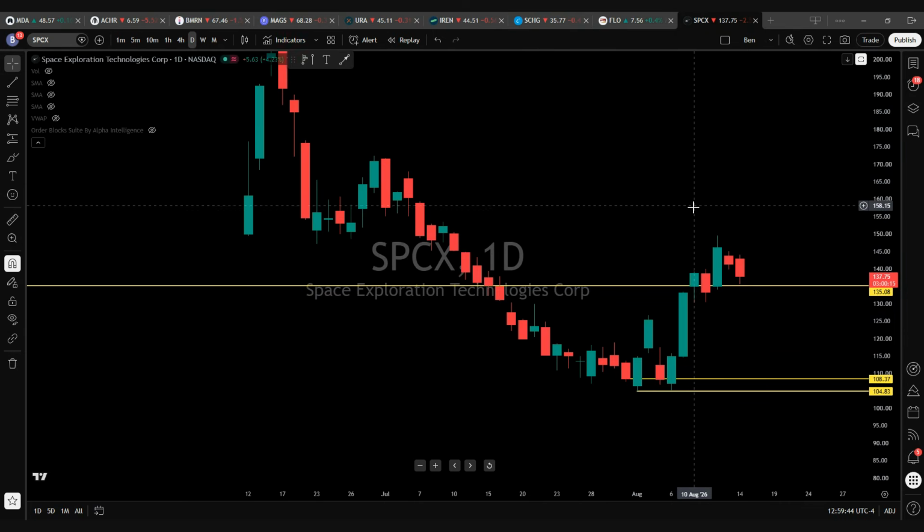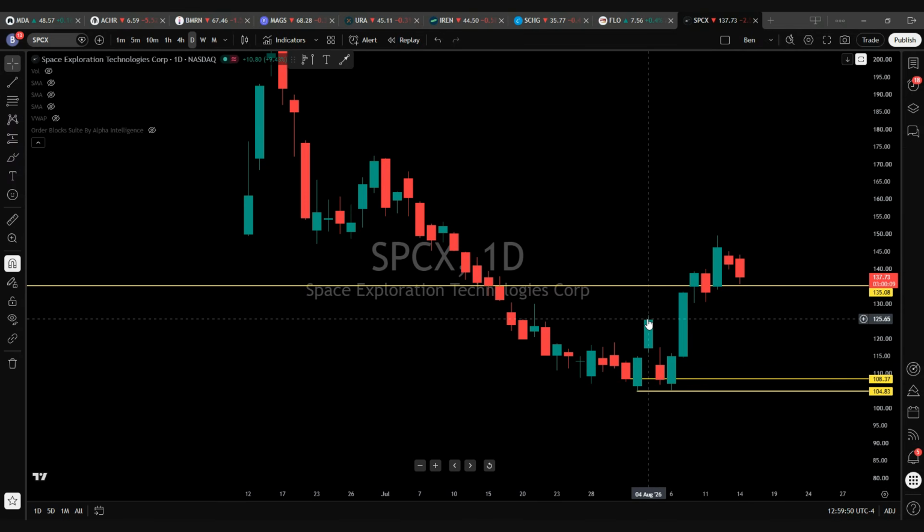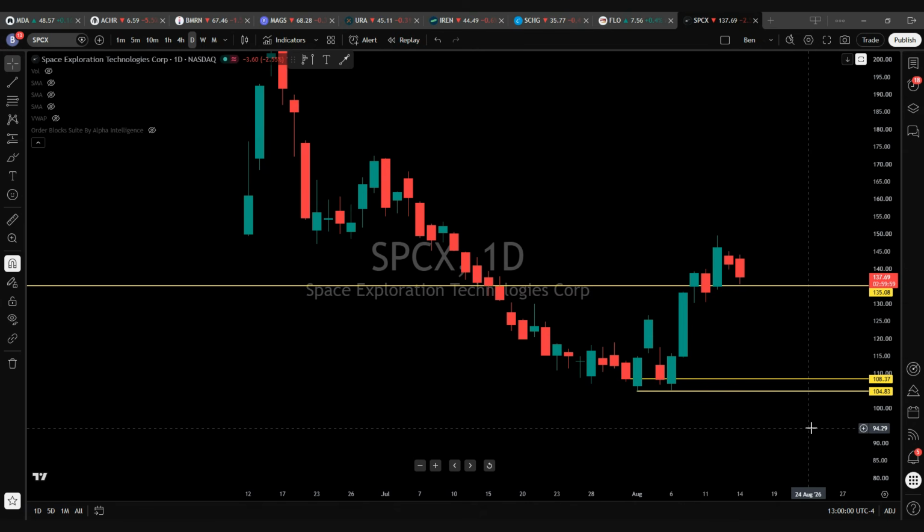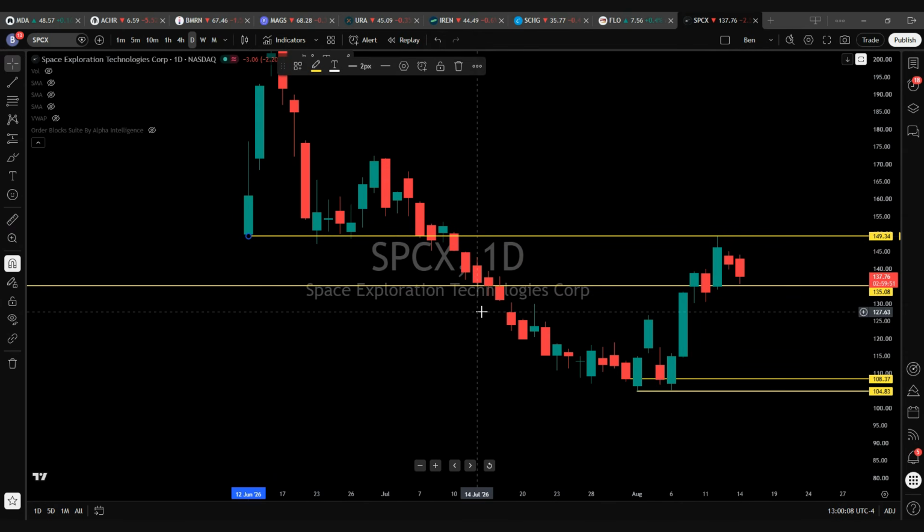Last but not least, SpaceX. Now, when price action was right up here at about $125, I was saying that I love this support zone around $108.37, all the way back down to this low pivot in the charts at $104.83. On the way up, here is going to be a really major resistance area.